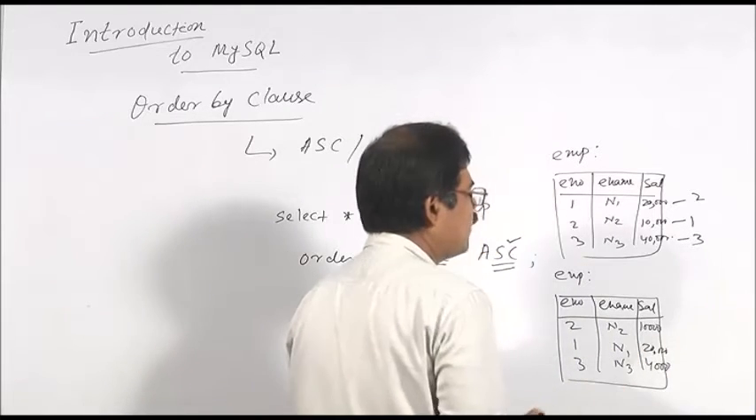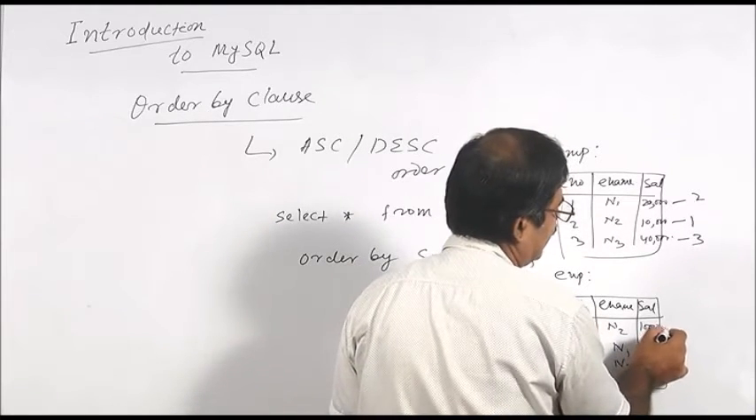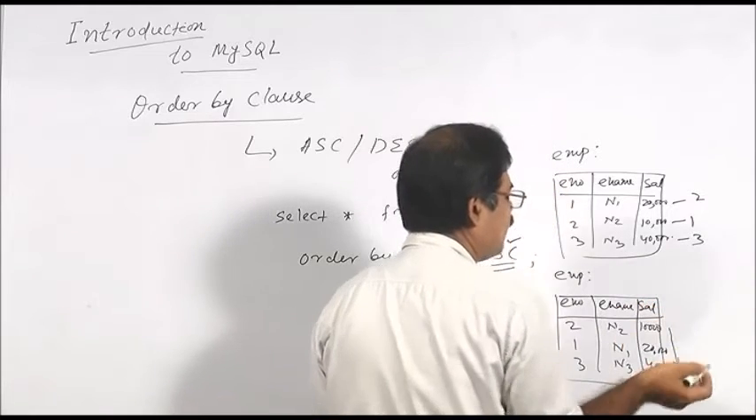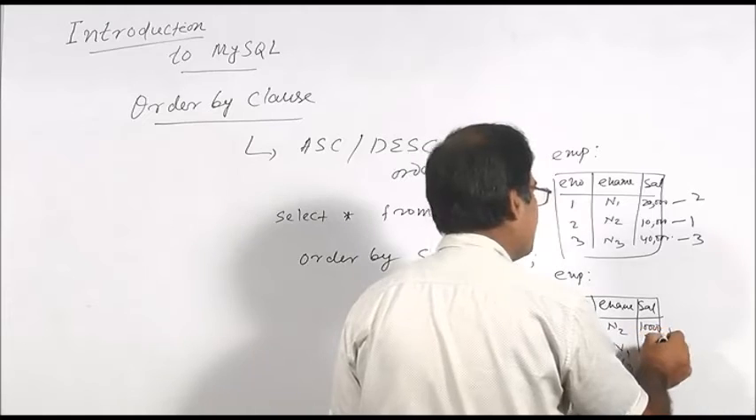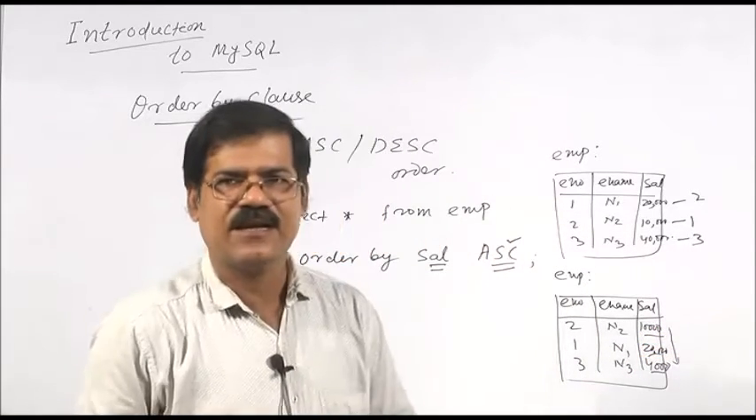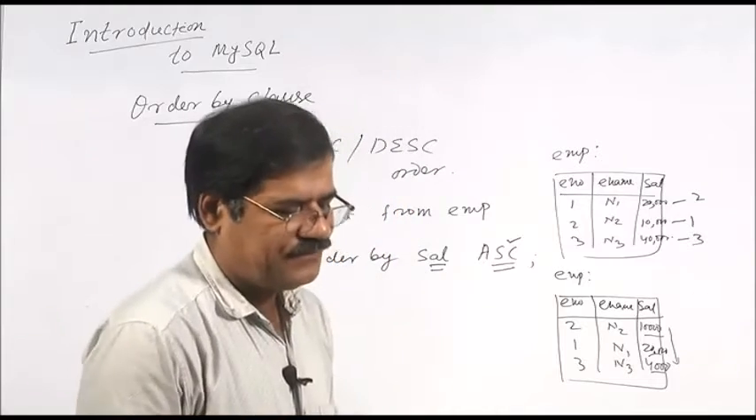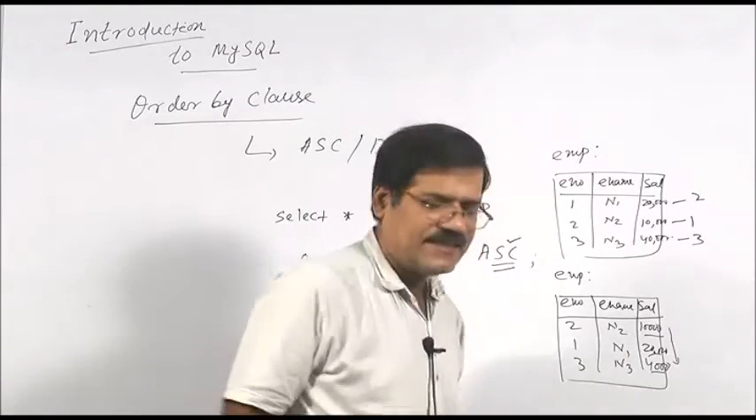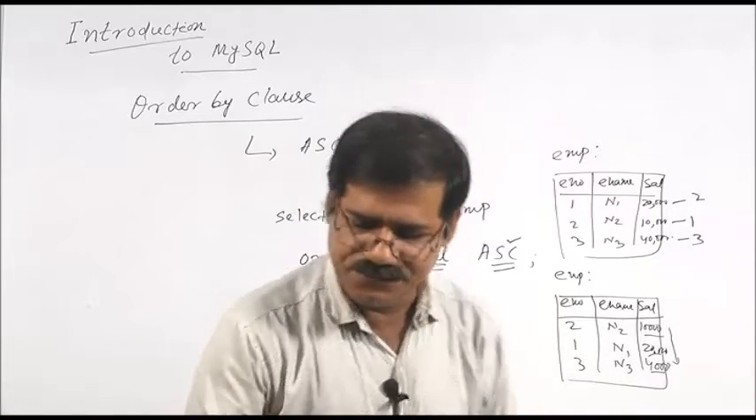Now look here. This is arranged in ascending order. Ascending means small to larger. So this is the minimum one, then the next minimum, then the next. Now the records are sorted according to the salary field. If you want to arrange in descending order, you write DESC. DESC means descending order.